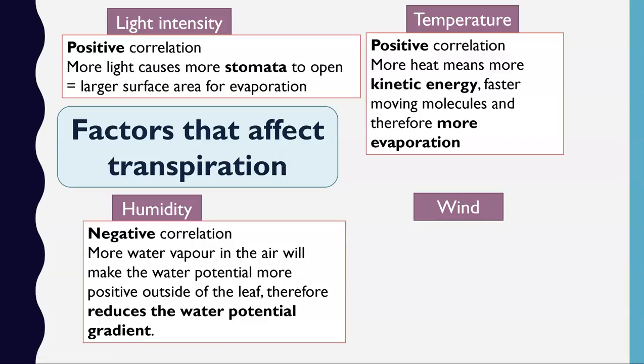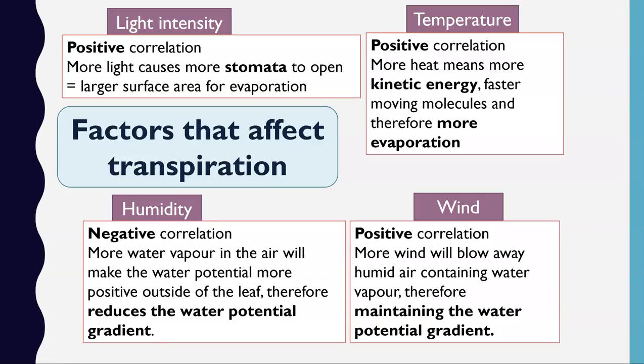Humidity has a negative correlation. So the more humid the air is surrounding the leaf, the lower or the slower the rate of transpiration. And the explanation for this is, if you have more water vapour in the air, that will make the water potential in that air more positive compared to the inside of the leaf. And therefore you're reducing the water potential gradient and the ability for the water to evaporate out.